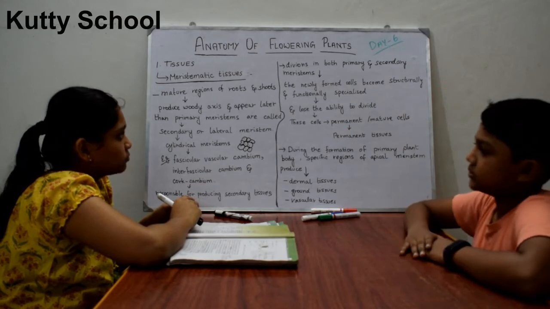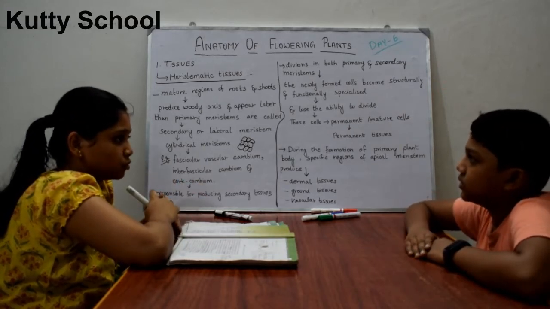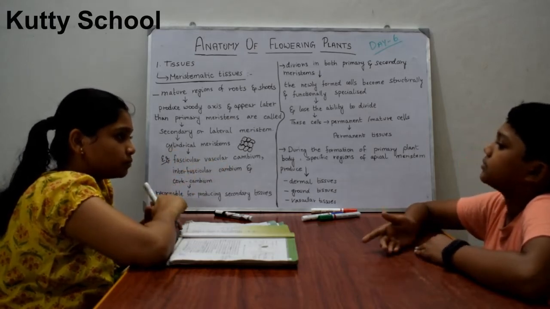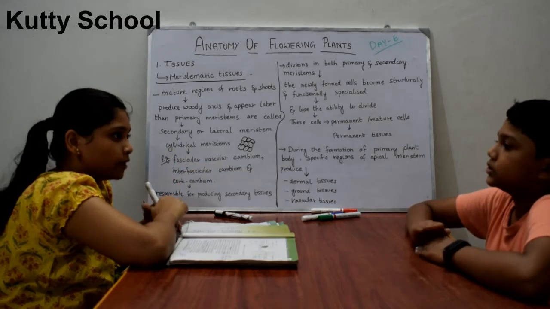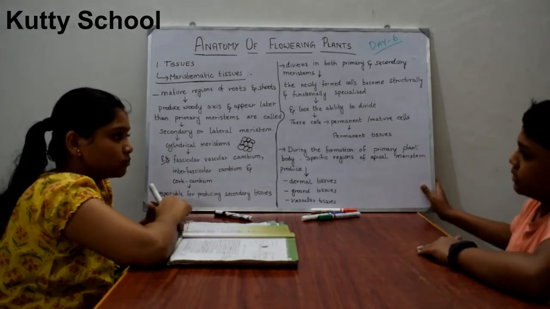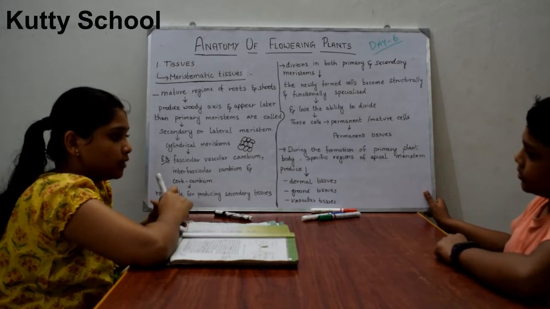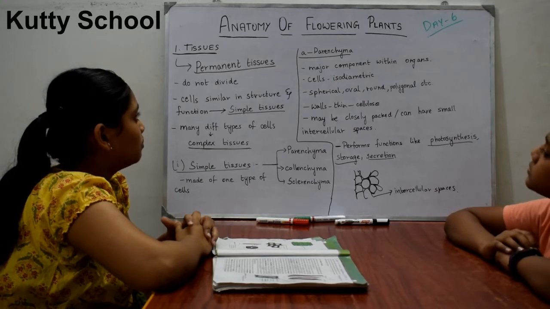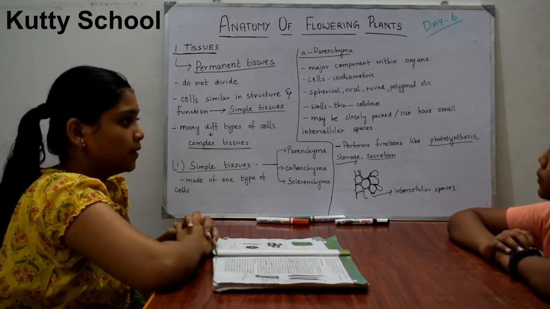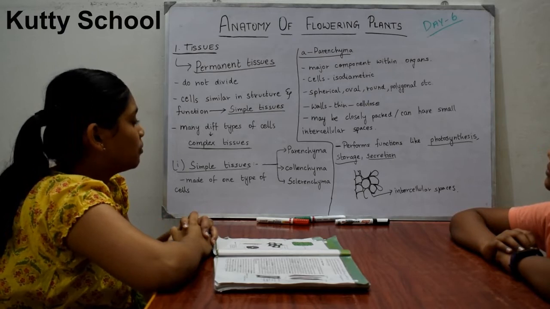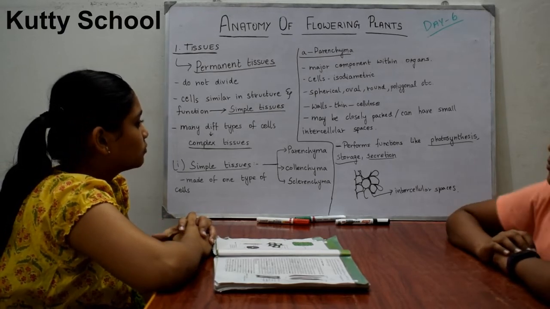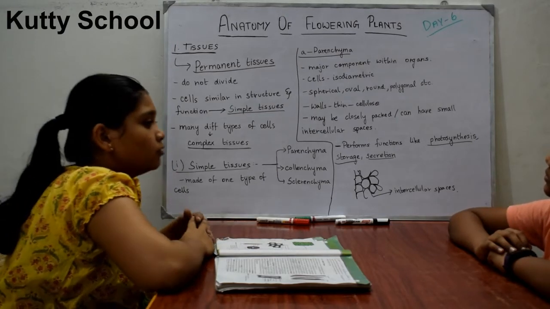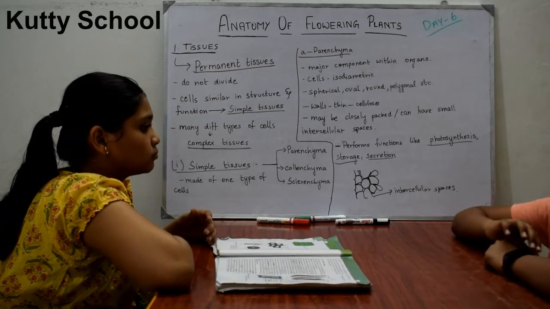Now we have seen meristematic tissues. Next we are going to see permanent tissues, which lose the ability to divide, and we have some subtopics under permanent tissues. The topic is very big. So first we saw meristematic tissues, and now we are going to see permanent tissues, the second subtopic under tissues. These permanent tissues do not divide.